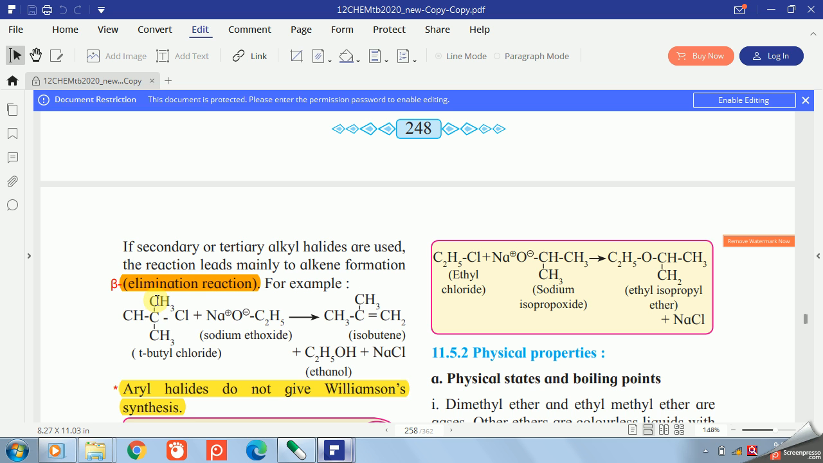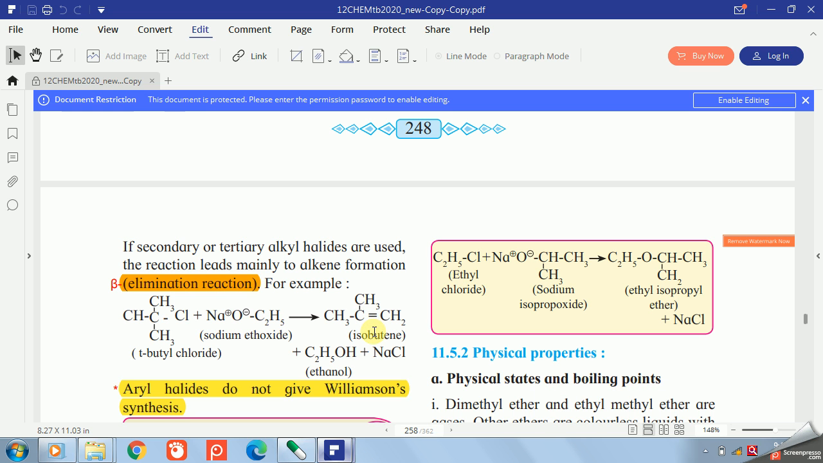This is the alpha carbon, next to that is beta. So hydrogen is removed from this beta carbon by this C2H5O group, and we get a double bond between this alpha and beta carbon. So instead of getting ether, we get alkene as a product.